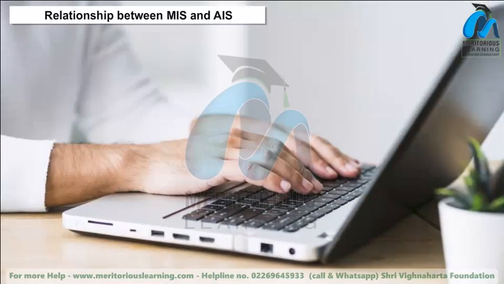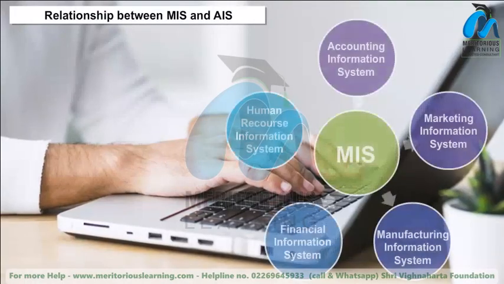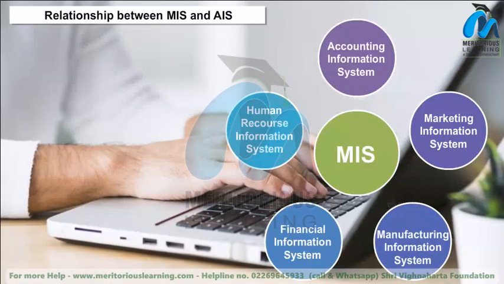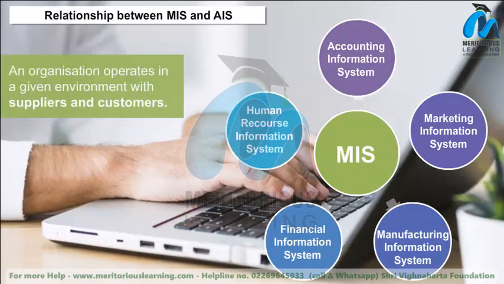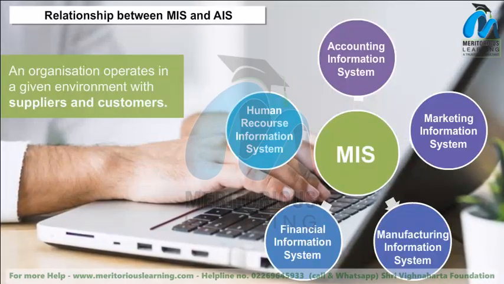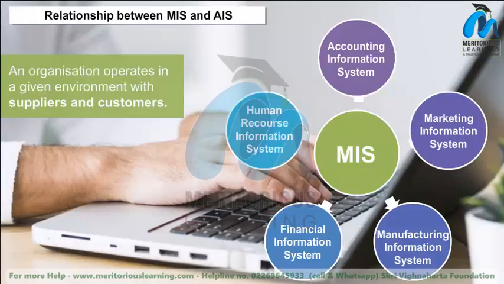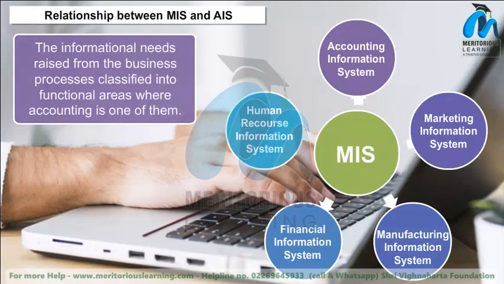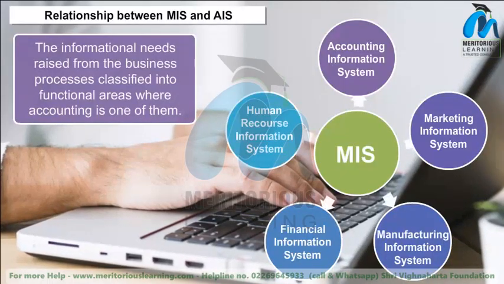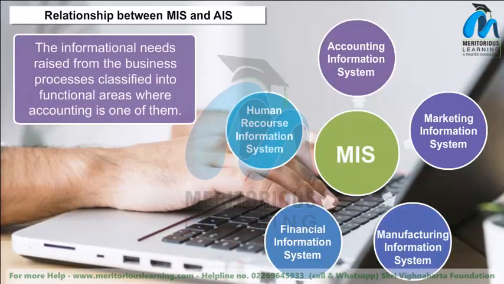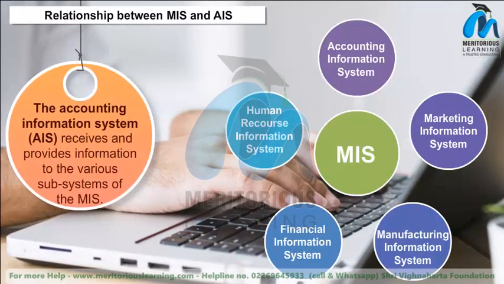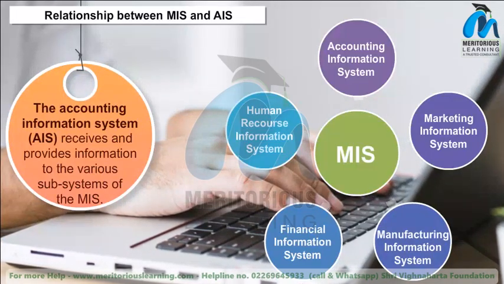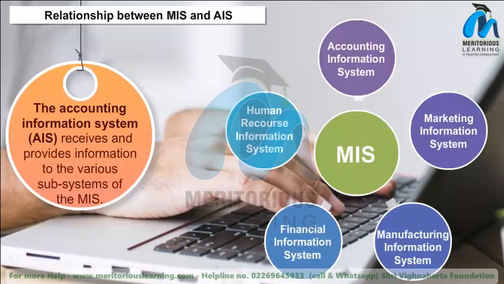Relationship between MIS and AIS. The diagram shows the 5 widely recognized functional areas of management. An organization operates in a given environment with suppliers and customers. The informational needs raised from the business processes are classified into functional areas, where accounting is one of them. The Accounting Information System, AIS, receives and provides information to the various subsystems of the MIS.